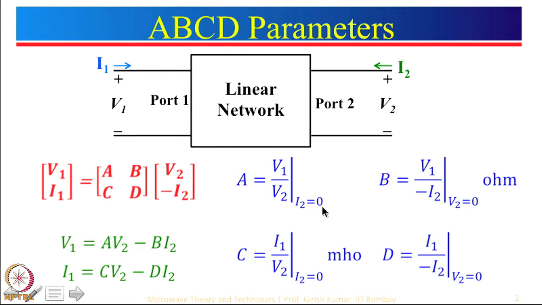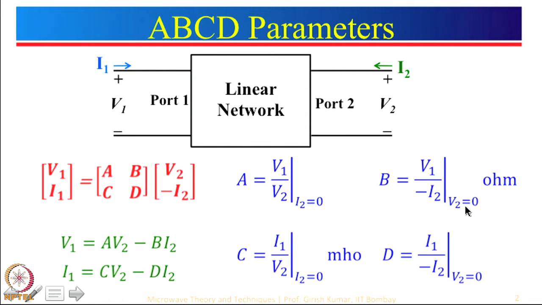And at what condition will I2 be equal to 0? If this particular port is open circuit, then I2 will be equal to 0. Now, let us see how we define B. B is nothing but V1 divided by minus I2, provided V2 is equal to 0.